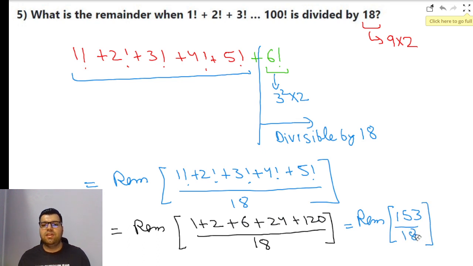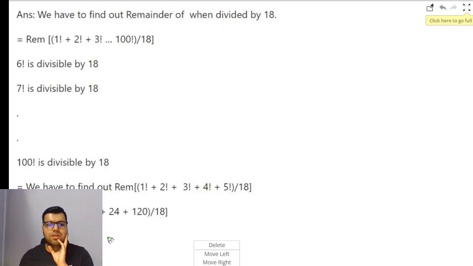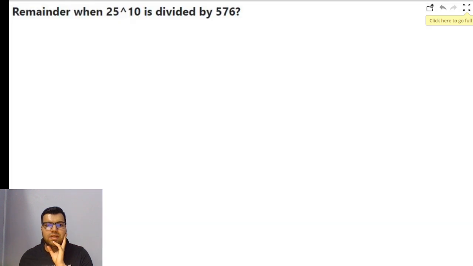18 8 times is 144. So this becomes equal to 9. So the answer is 9. Simple question. I know that mostly people would have got it by themselves. So the answer is 9. Great. Next, level 2 question.